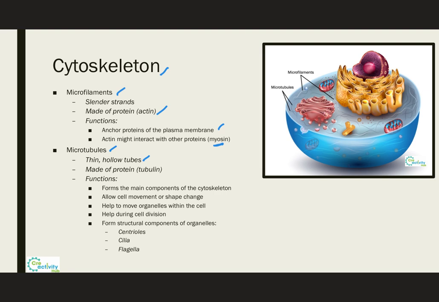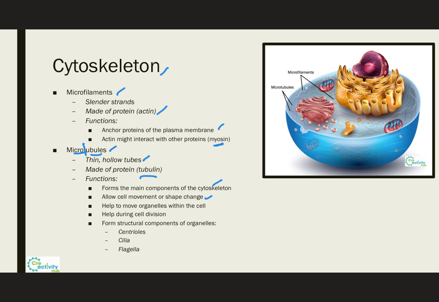And like the name says, microtubules, small tubes. Makes sense, right? And these tubes are built from the protein tubulin. With regards to the functions of microtubules, there are several, as they form the main components of the cytoskeleton, giving the cell strength and rigidity and anchoring major organelles. They also allow cells to change shape, and they may help the cell to move.